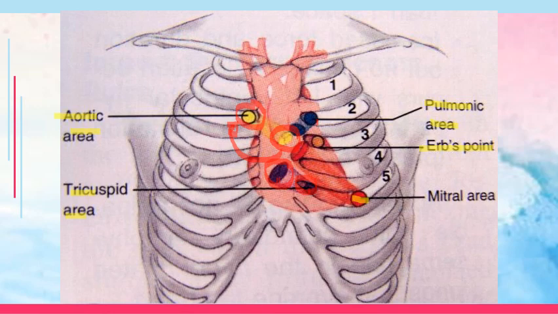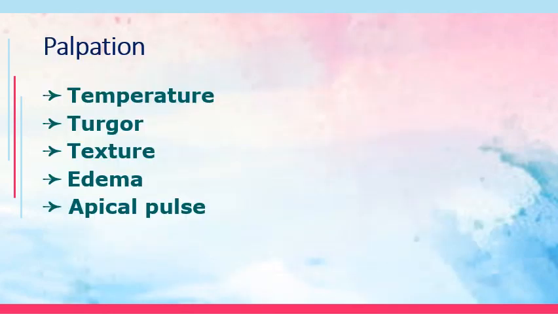Now, you also need to check the skin. For the skin, you need to check the color. If there is decreased blood flow, you suspect decreased temperature. Temperature could also be lowered because of heart failure, peripheral vascular disease, and shock. You also need to check the turgor of your patient, texture, edema, and the presence of apical pulse.